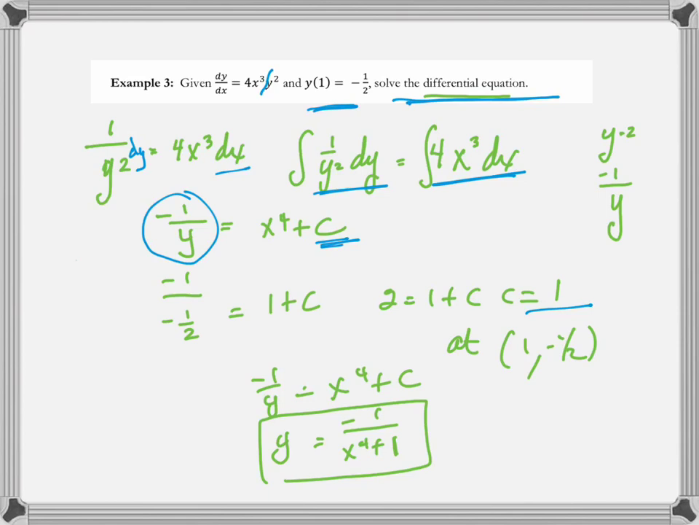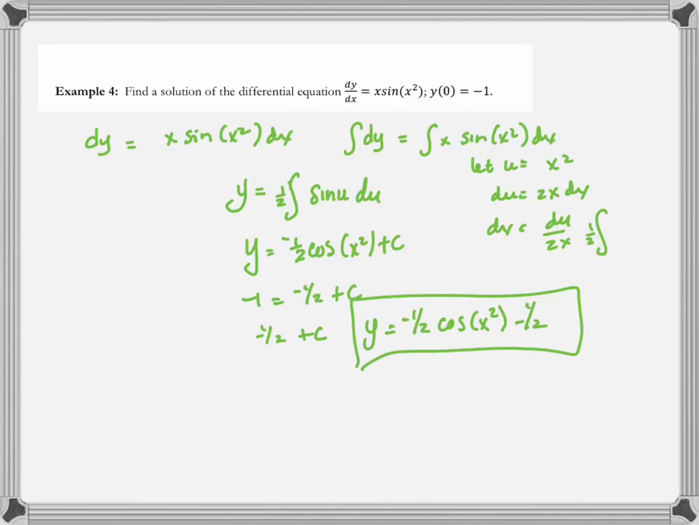And the point was 1, negative 1/2. I suggest you always write out the point, even when they do it like this, so you don't mess up the x and y. So now substitute, here was what you had. Negative 1 over y equals x to the 4th plus 1. I should have written plus 1 right there. So plus 1. And now y is negative 1 over x to the 4th plus 1. So that's how you do number 3.